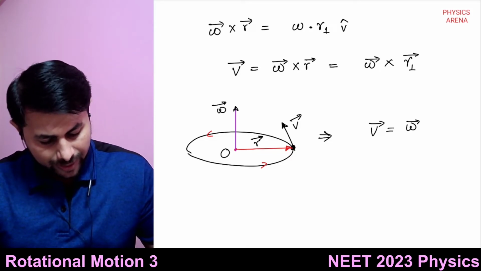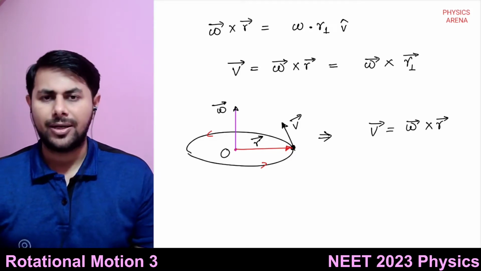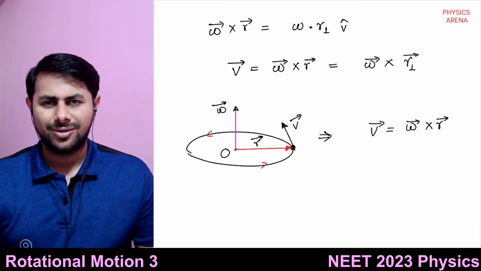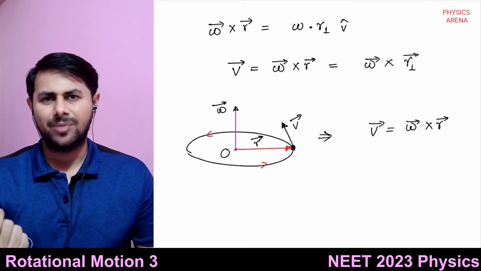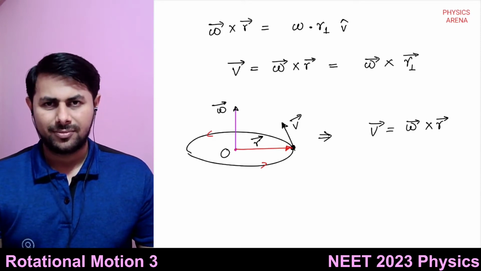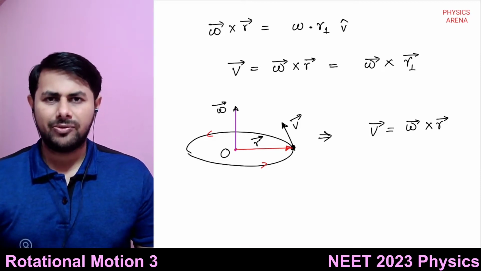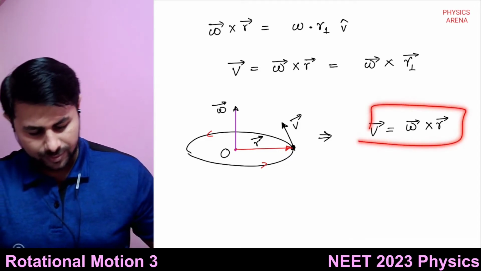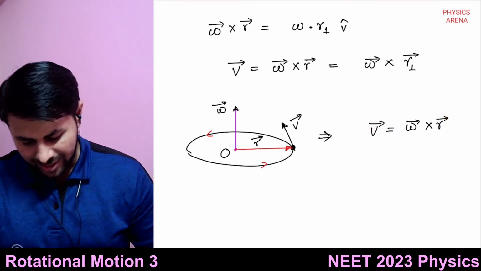It will be omega bar cross r bar only. Okay, so now sometimes there is a question that there is a particle performing circular motion. What's the relation between v bar, omega bar and r bar? So this is the correct relation. This is the only correct relation.